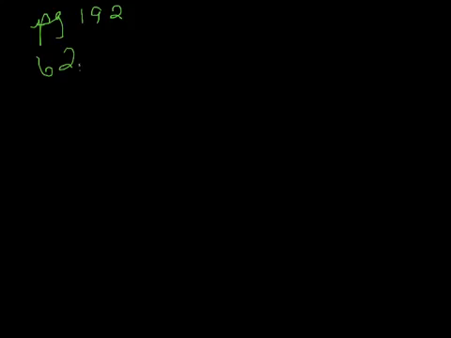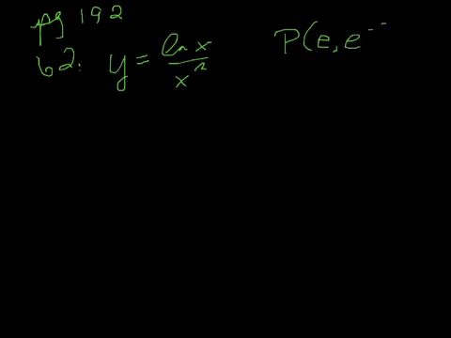62. What are we doing? Y equals natural log of x over x squared. And we're finding the equation of the tangent line that touches that curve at the point e, so our x value is e, and our y value is e to the negative 2 power. Okay, so in order to find the equation of a tangent line, we know that we have to first find the derivative of our function and then plug in our x values so that we have slope.